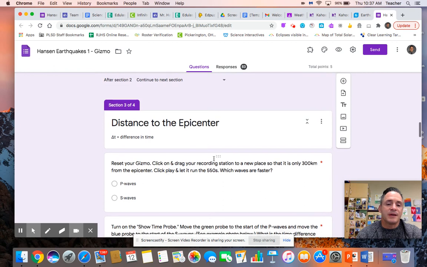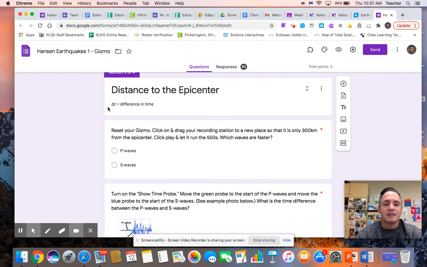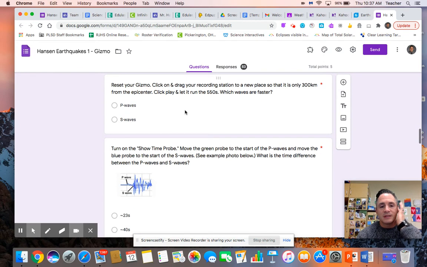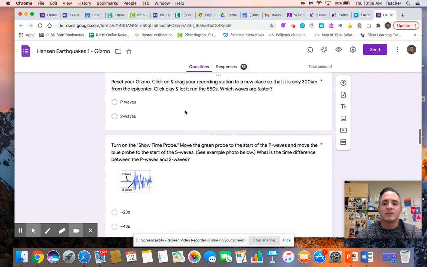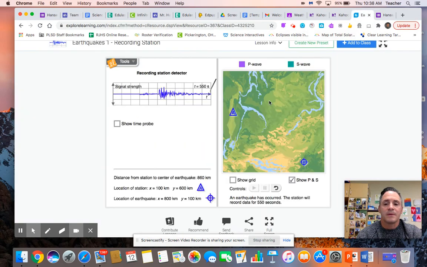Distance to the epicenter. Delta T, the change in time, is the difference in time to the epicenter. So it says reset your Gizmos. Click and drag your recording station to a new place so that it's only 300 kilometers from the epicenter. Click play and let it run 550. Which waves are the fastest? We should already know this answer, but we can do this anyway. All right. So I'm going to move this. And right here, again, this tells me my distance.